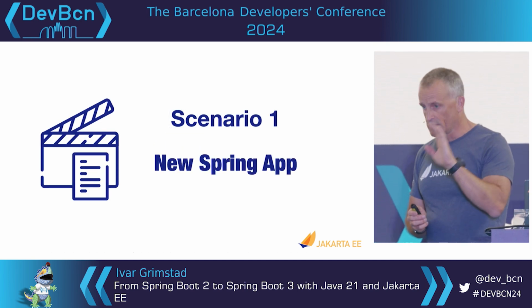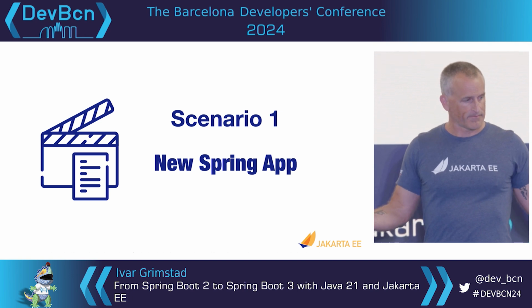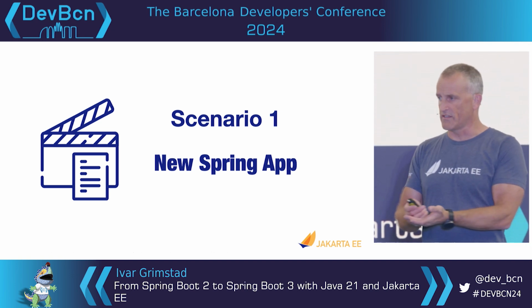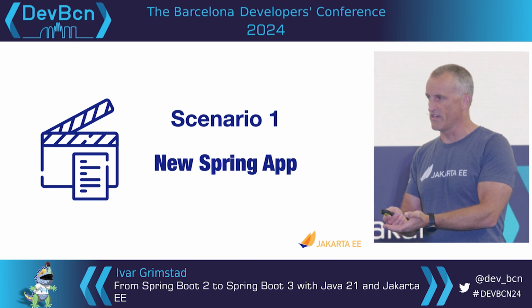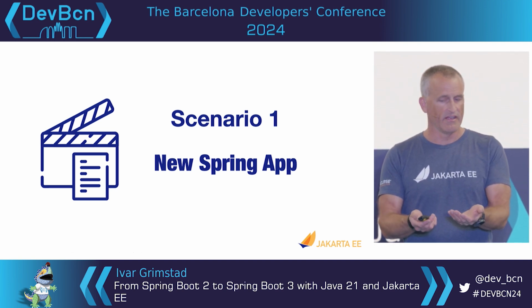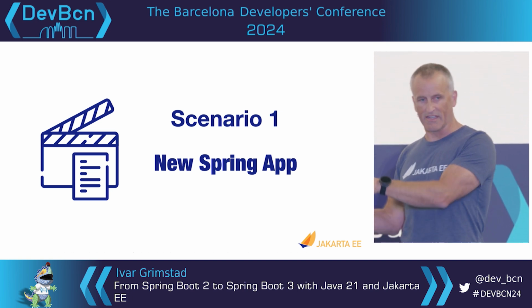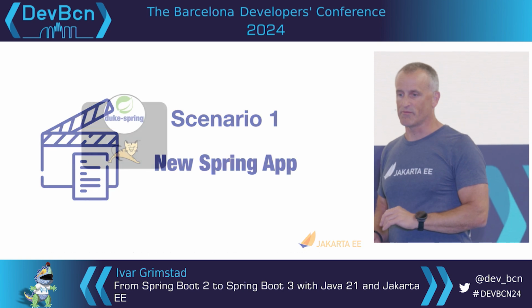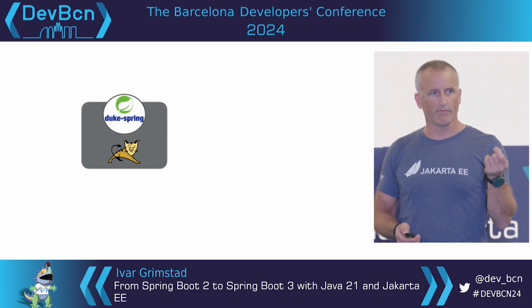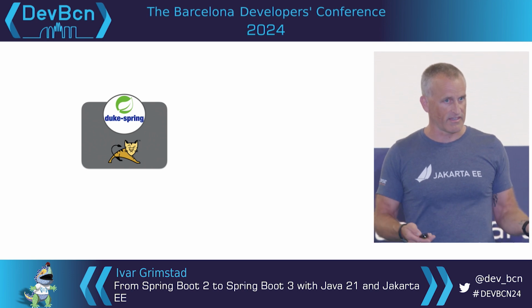And the first scenario is if you're creating a new Spring app, and you probably know that in the Spring Initializr, you can create a Spring app that is packaged as a WAR file. You don't have to do the jar deployment. That's the default, and that's probably what most are using. But you can actually create a WAR file and deploy it into, for example, Tomcat, a servlet engine.